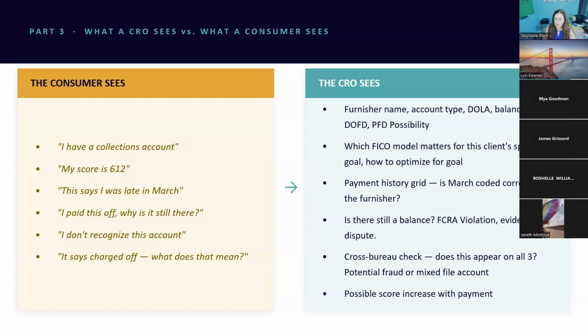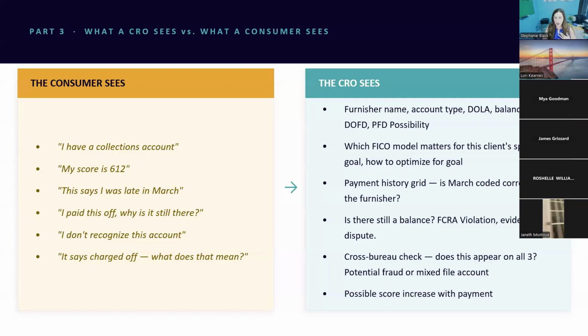The consumer says I was late in March. Is March correct? Is it showing one in March and two in February? If we're going to ask the consumer some questions, we're just going to find out what's going on there. I paid this off. Why is it still there? These are huge questions for us, especially if we're doing compliance like FCRA violations and they say, oh, I paid this. So what are we thinking immediately?